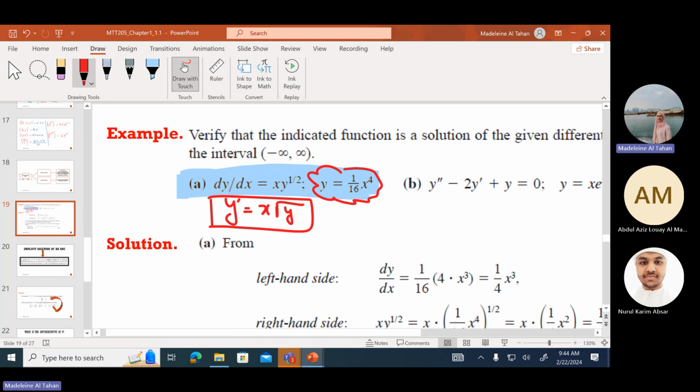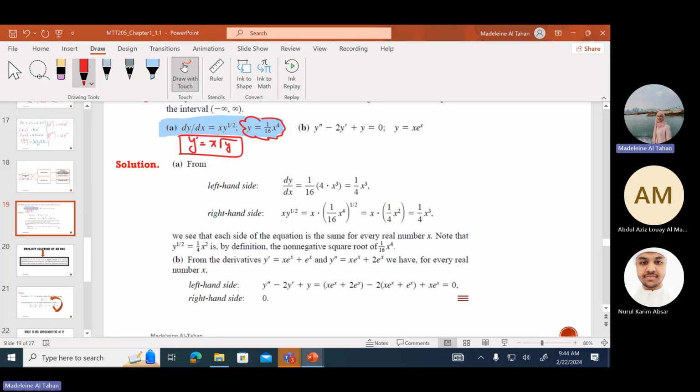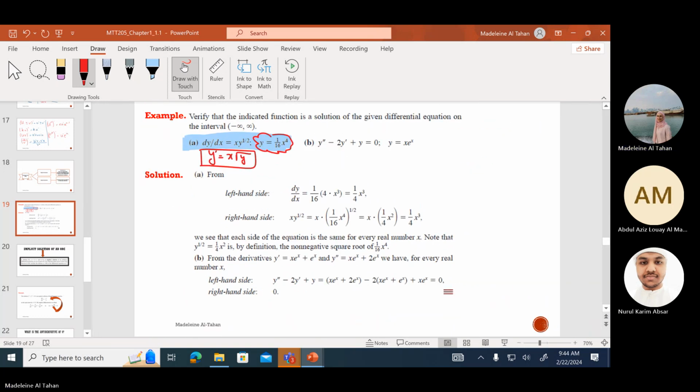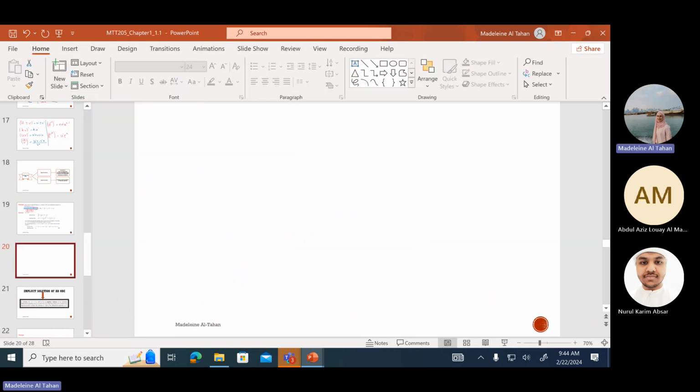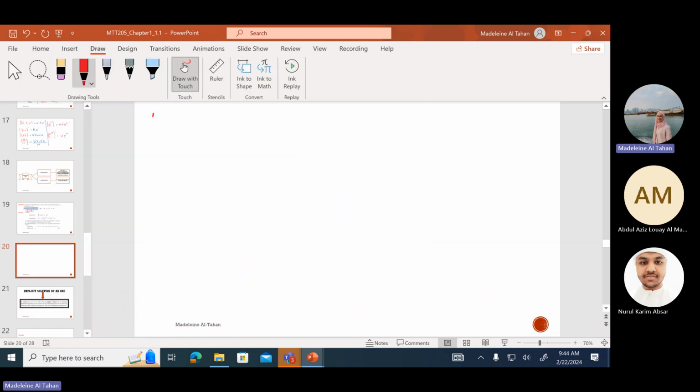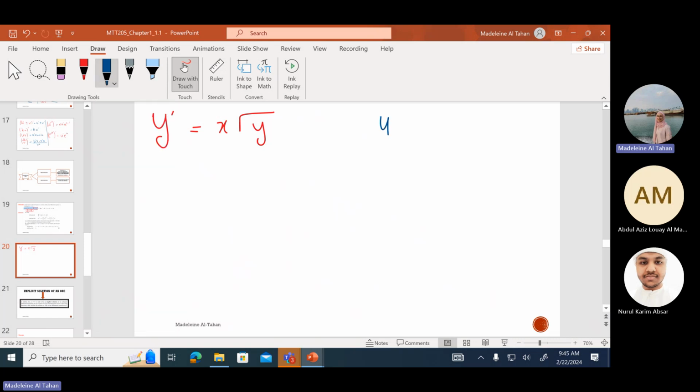What did we get? Abdel thinks that he got it not a solution. Who got it as a solution? So what was the equation? Y prime equal x radical y. What do we need to check here? X equals 4 over.